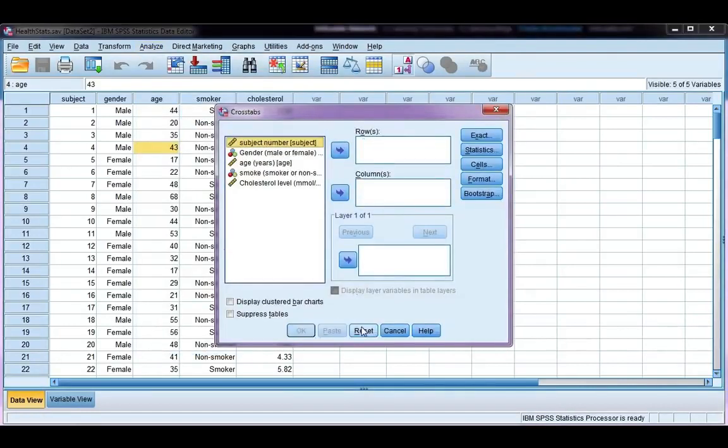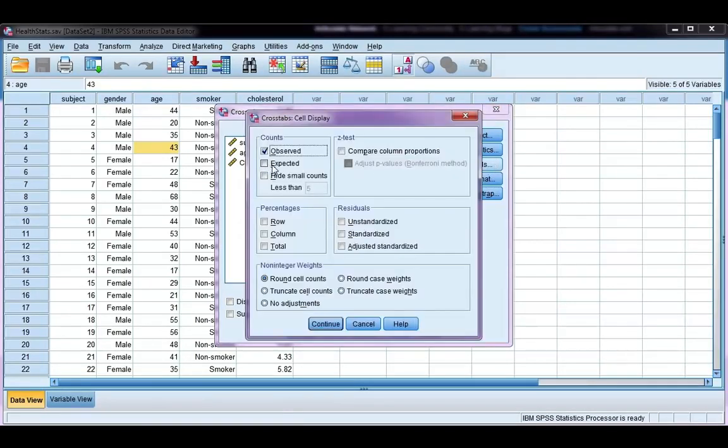I'm going to reset, and I'm going to put in gender and smoker. It doesn't really matter which way around you do it. I've just chosen to put it this way. We're going to go to Cells, and I want to show you the expected count. I briefly mentioned this in the video on crosstabs. We're going to look at this in a bit more detail. I'm not going to use any percentages this time. And go ahead and click Continue.